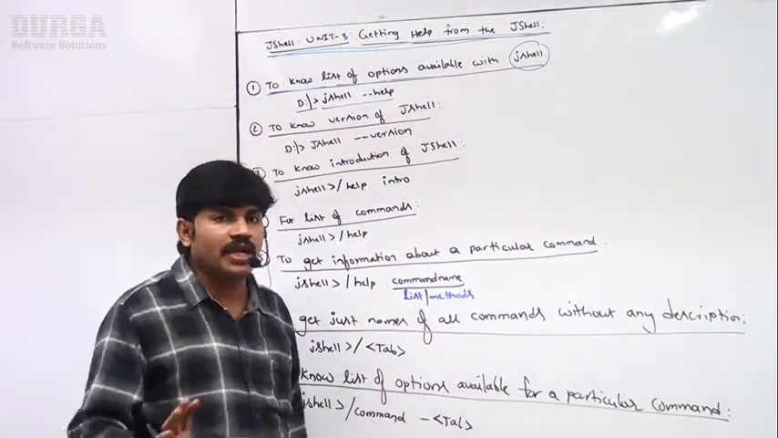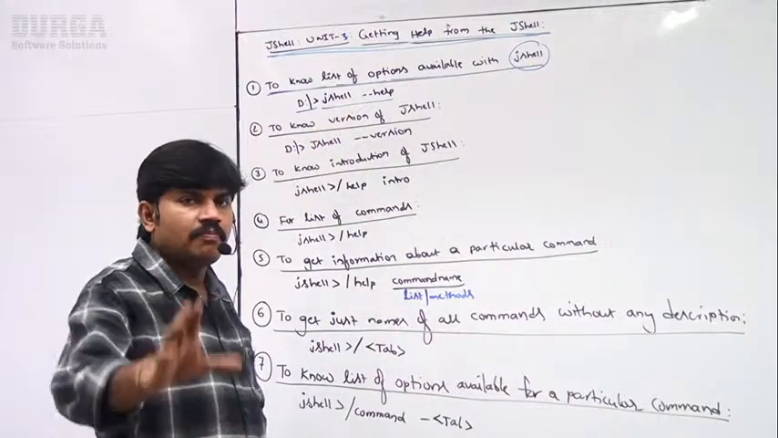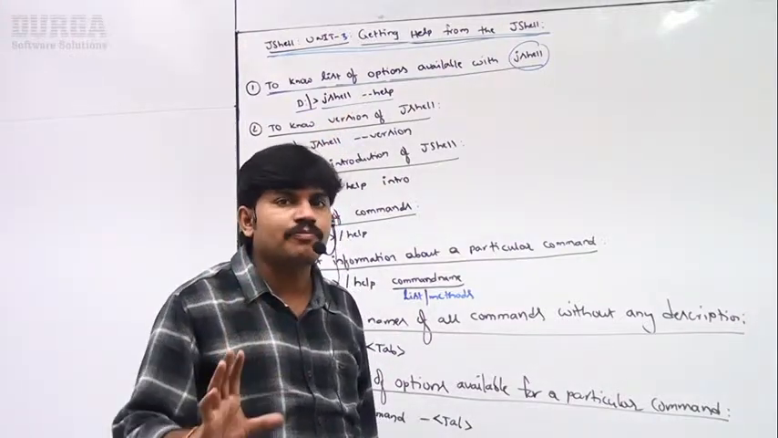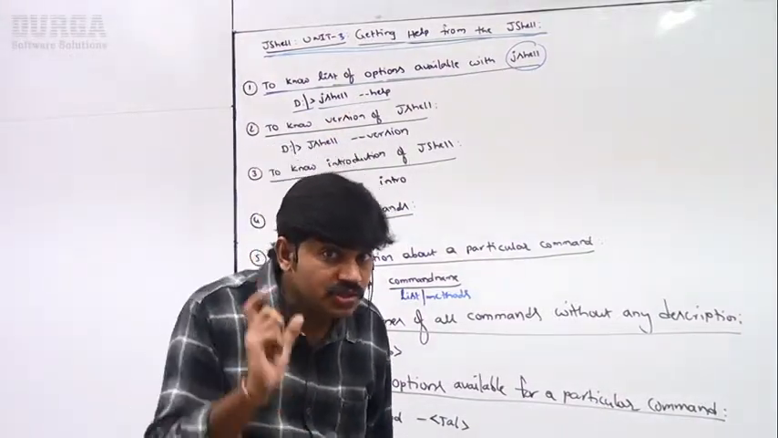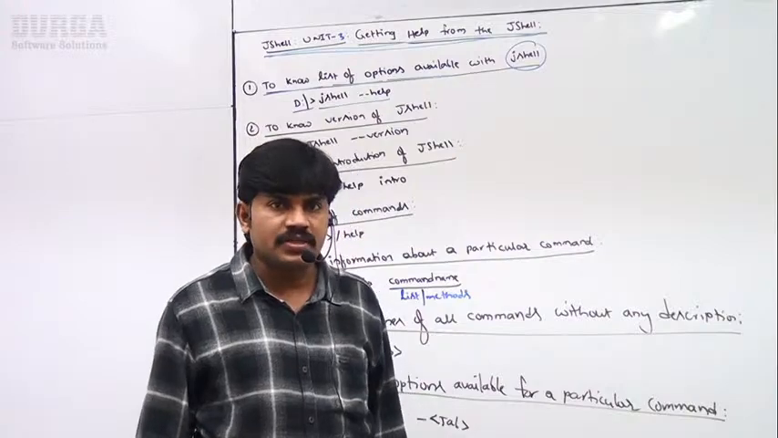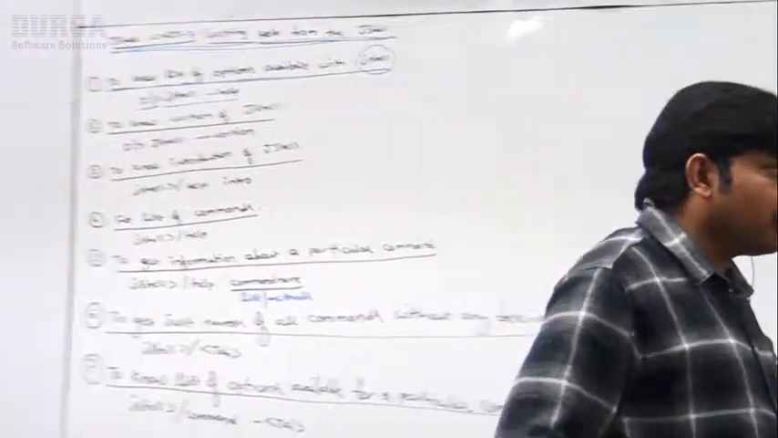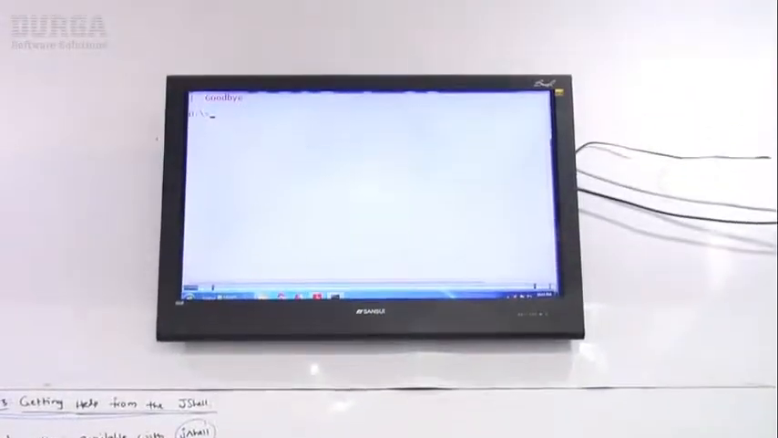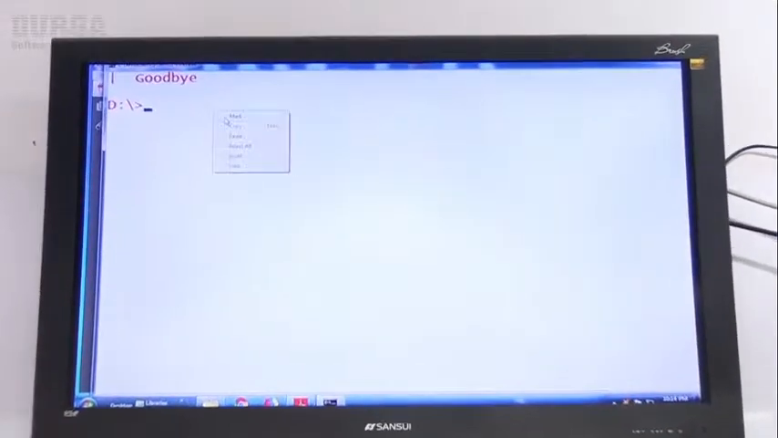You require to type jshell --help. Then automatically the complete list of options you can use with the jshell command is shown, by default. Let me show this. Have a look. I am in the command prompt, currently in the D drive. It is not JShell, just the normal command prompt.